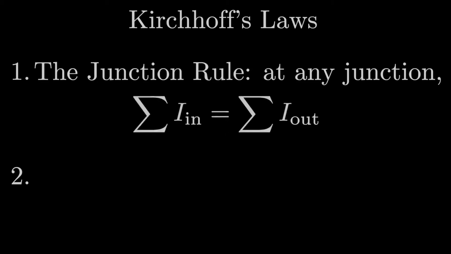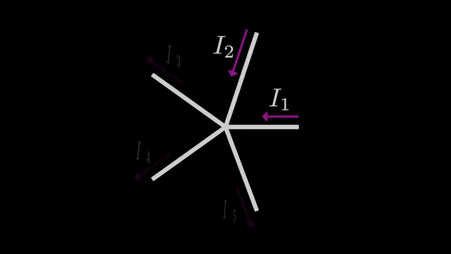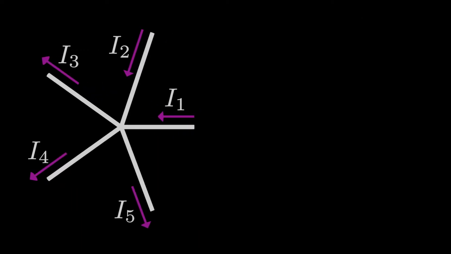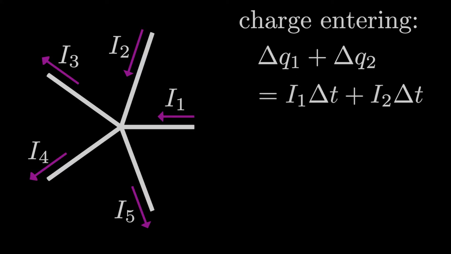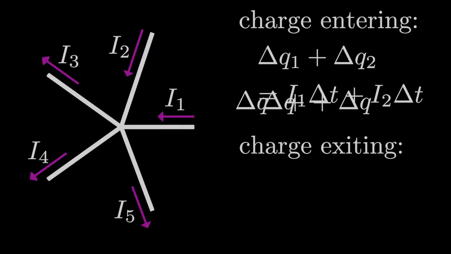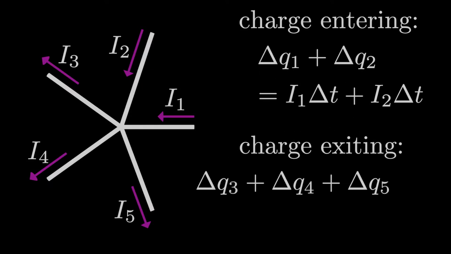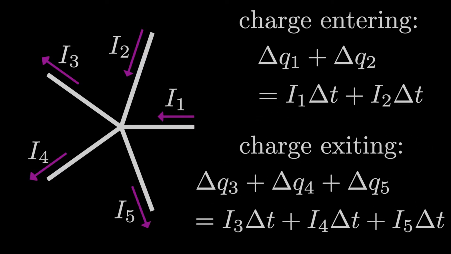Imagine we have some junction here, with some currents, say I1 and I2 going in, and I3, I4, and I5 coming out. You can use whatever currents you want, and however many you want, our end result is going to be the same. Over some tiny time interval delta t, the amount of charge that enters this node is delta q1 plus delta q2, or just I1 times delta t plus I2 times delta t. If I3, I4, and I5 are coming out of the node, then we have delta q3, delta q4, and delta q5 as the amount of charge coming out, or each respective current times delta t.